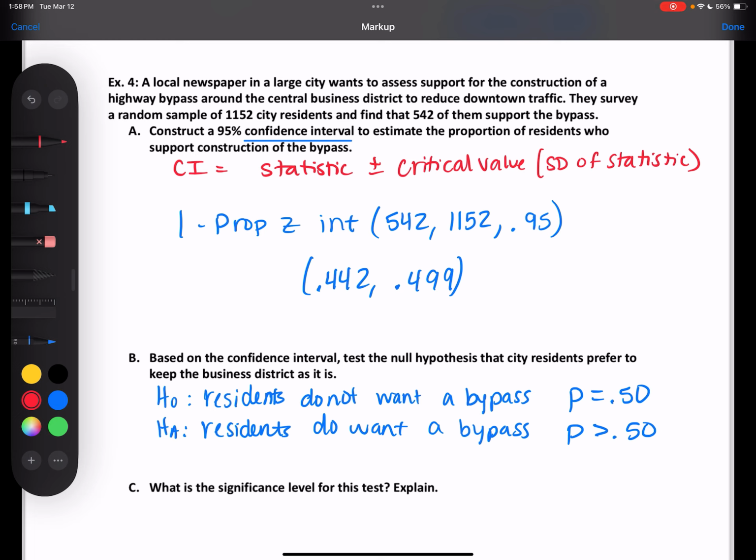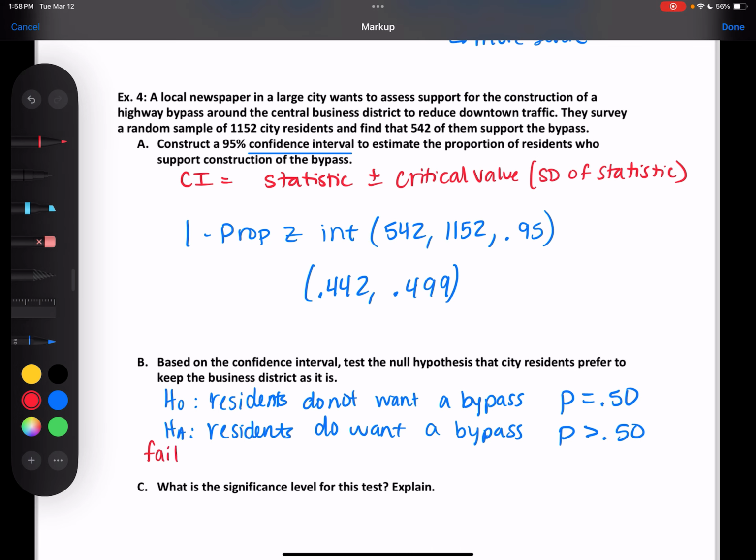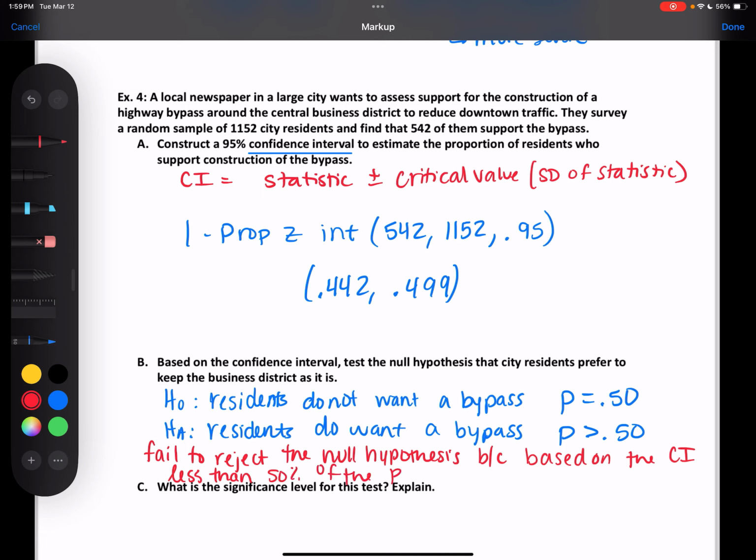So we fail to reject the null hypothesis, because based on the confidence interval, less than 50% of the population want a bypass.